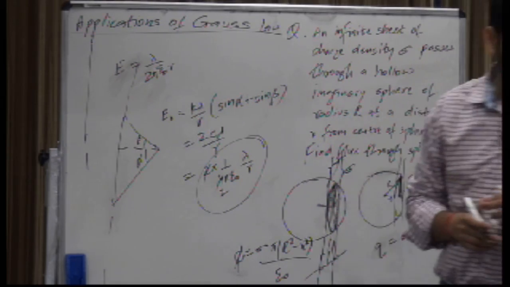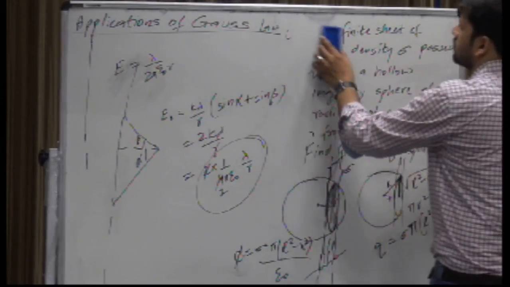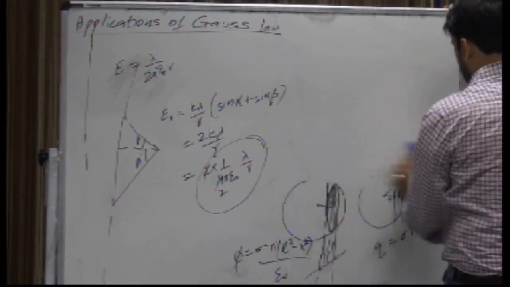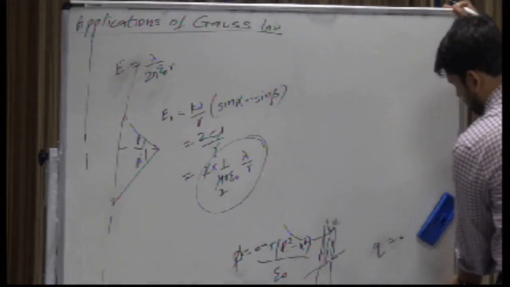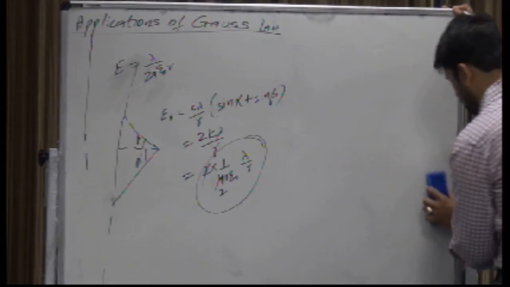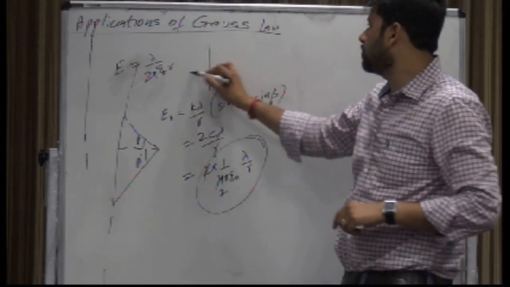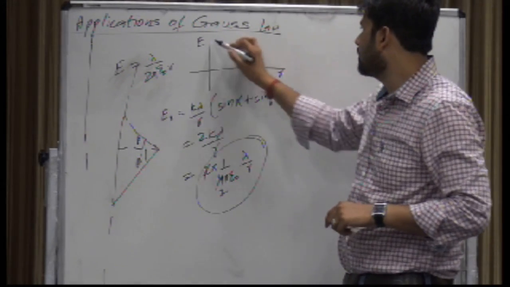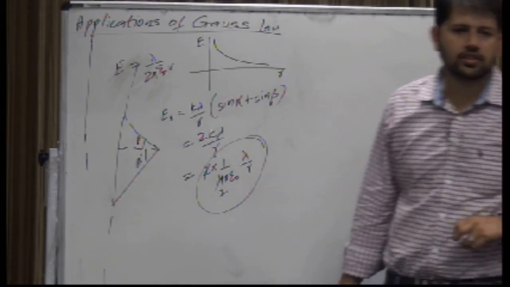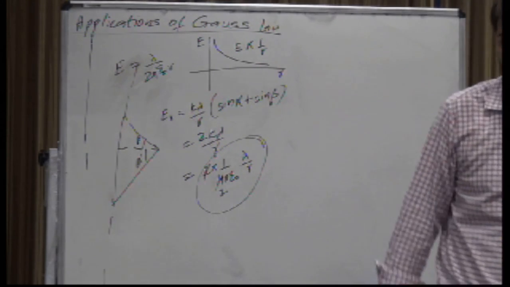Okay. The graph for this would be E versus R. Okay. Since it is inversely proportional to R, the graph would be like this.